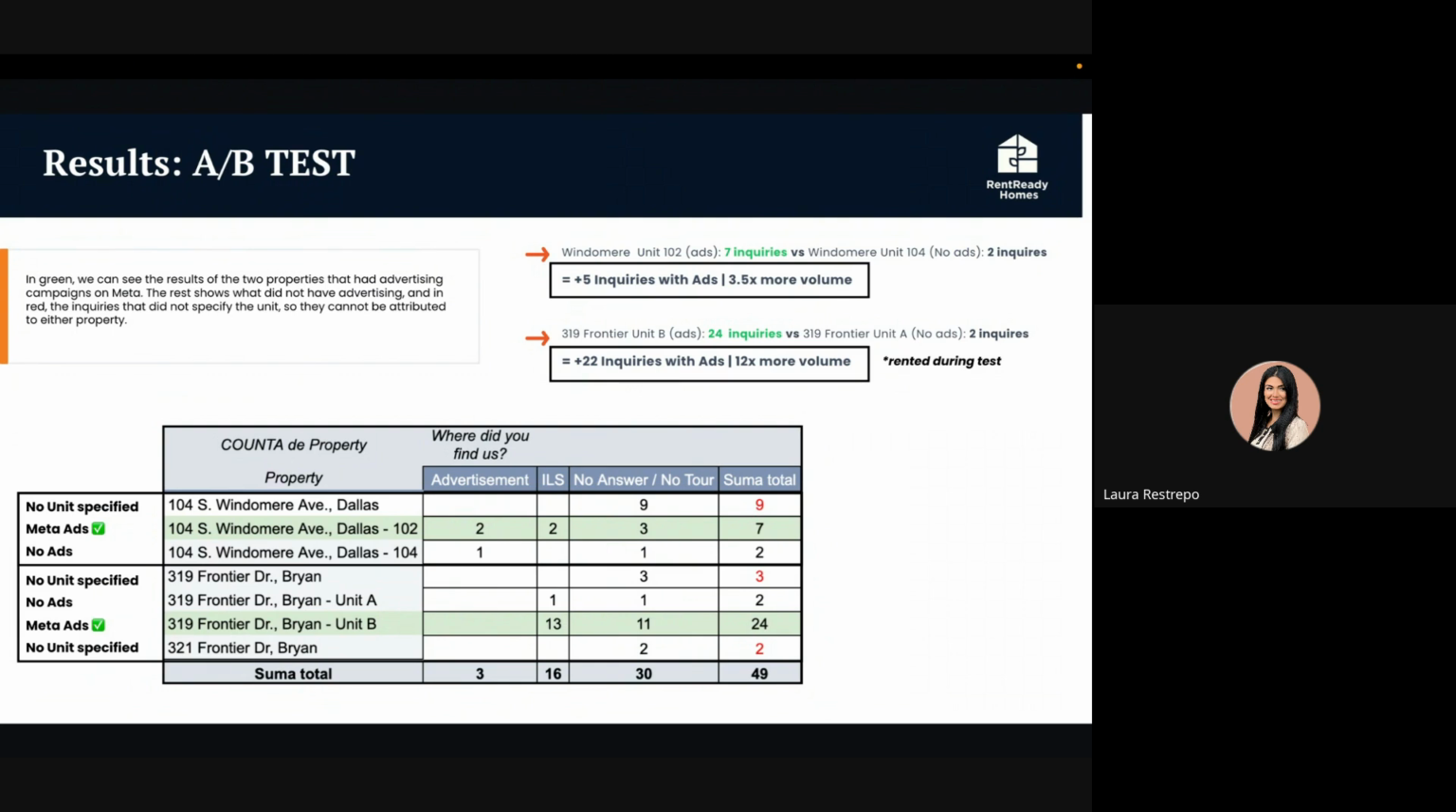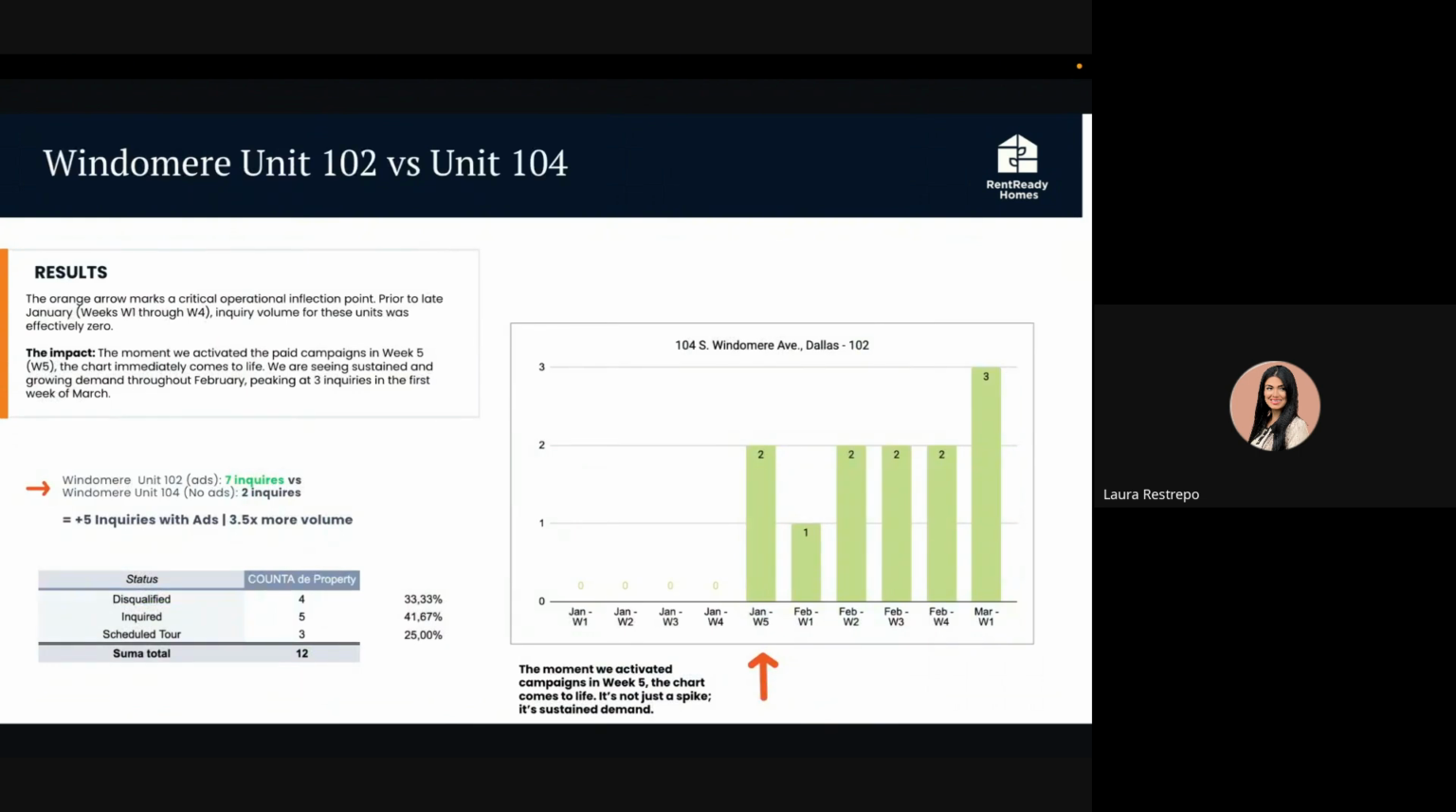Pau, you can go to the next one. So, okay, let's analyze Windomer. The orange shows all of the traffic before and after we started running the advertising, right? The moment we activated the campaigns in week 5, the chart shows all of the inquiries per week.